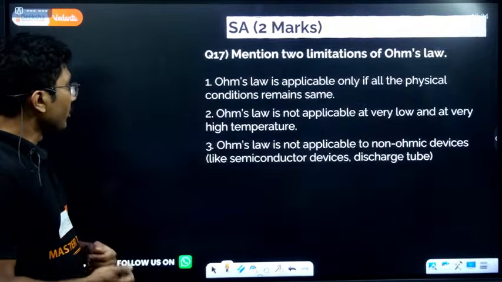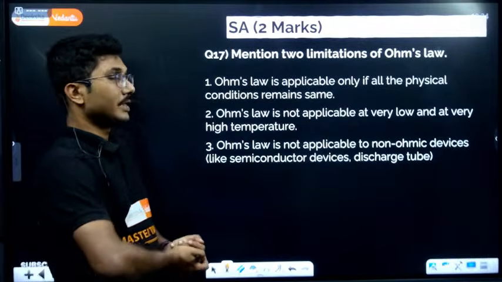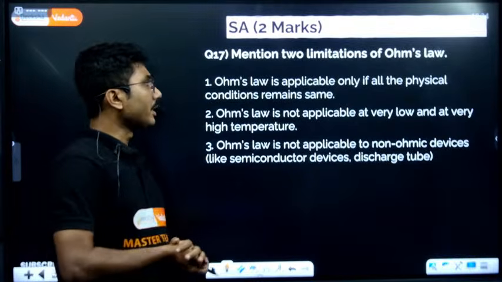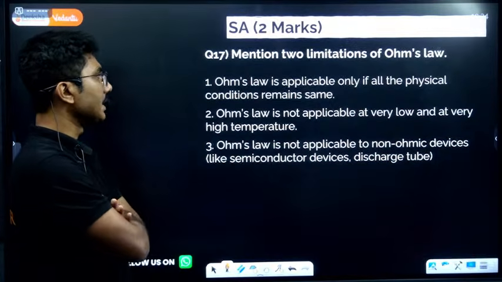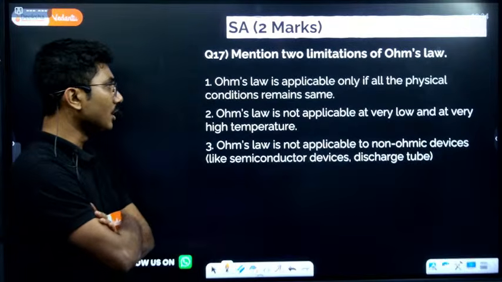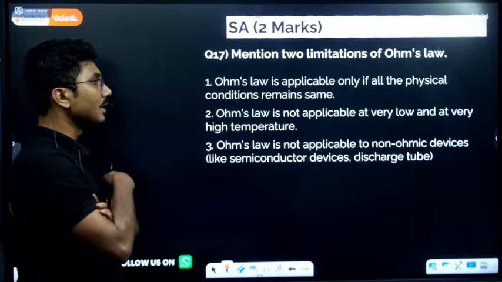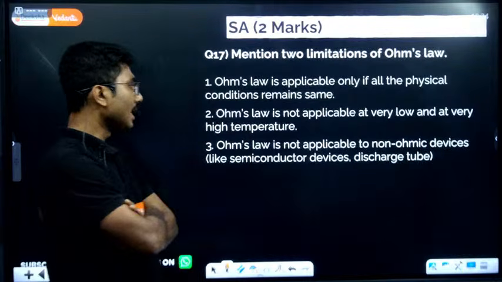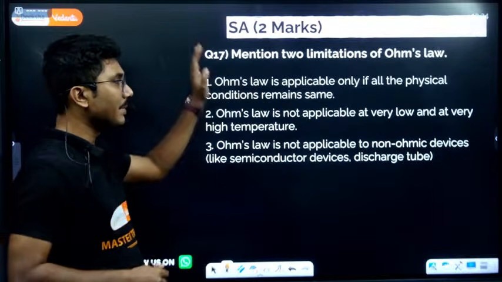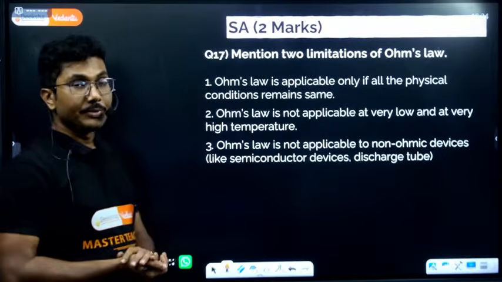Okay, let's move on with the next question. Mention two limitations of Ohm's law. Another super duper important question. Ohm's law is applicable only if all the physical conditions remain same. Ohm's law is not applicable at very low and at very high temperature. Ohm's law is not applicable to non-ohmic devices like semiconductor devices, discharge tube, etc. So these are the three basic points that you have to write when they ask you what are two limitations of Ohm's law.